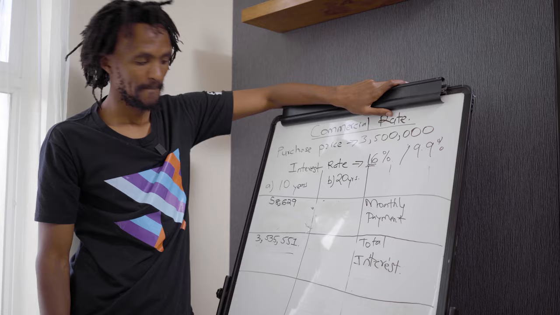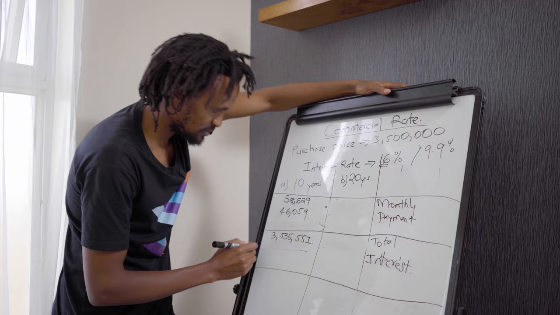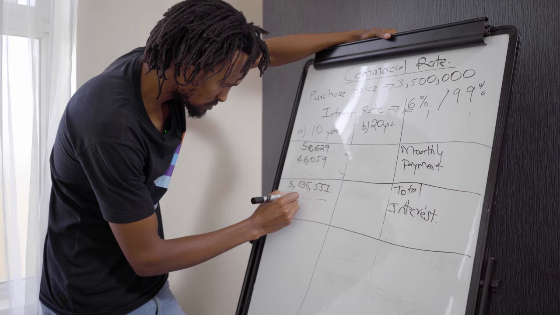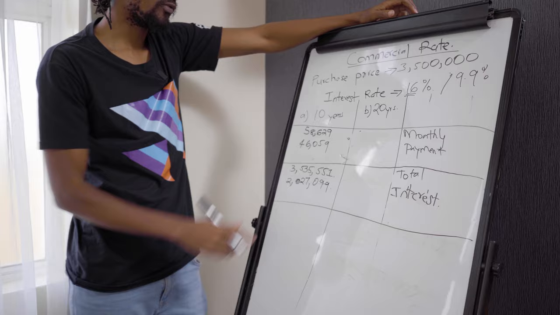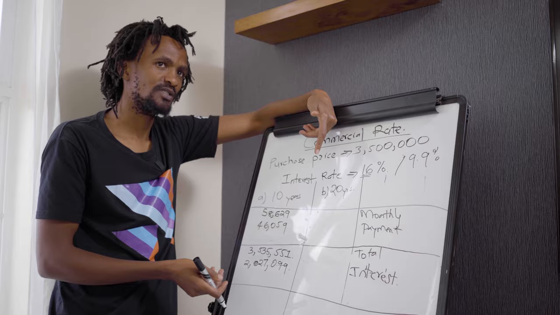Okay, so all I'm changing is the rate to 9.9. Monthly payment is 46,059. And then total interest is 2,027,099. Even before you go to the 20 year, you can see how Nyumba Bila Kiulizo literally has saved you 12k per month. And in interest, it has saved you over 1.5 million. So 20 years?